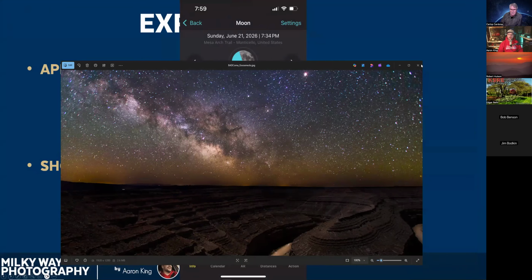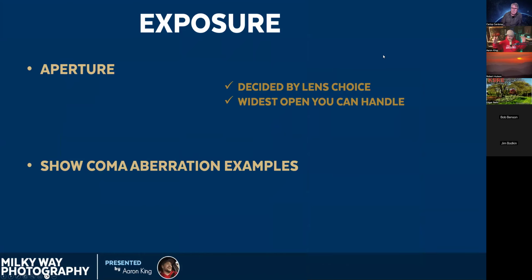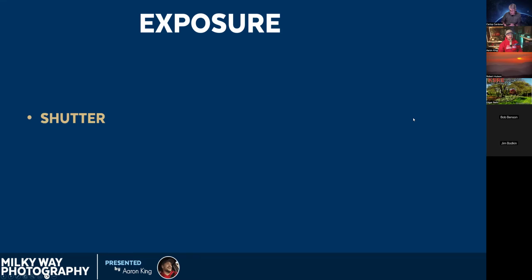So that's what coma is, and that is the only time you ever stop down from your widest open aperture, if your lens suffers from some coma. This suffers from some coma. It's a $350 lens, so it has some coma, but if I stop it down to f2, it's terrific. That one doesn't suffer from the same coma, but it's f2.8 at the biggest. So your aperture is decided for you, just whatever lens you pick.